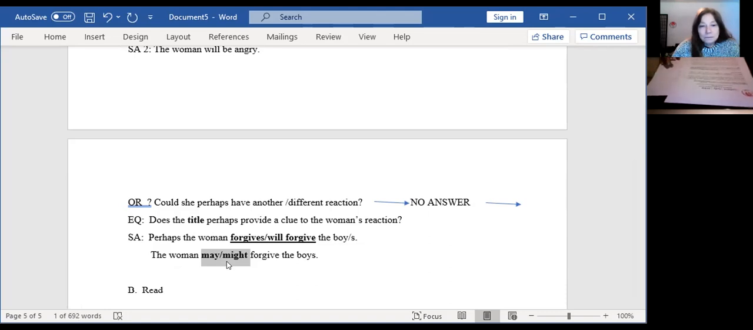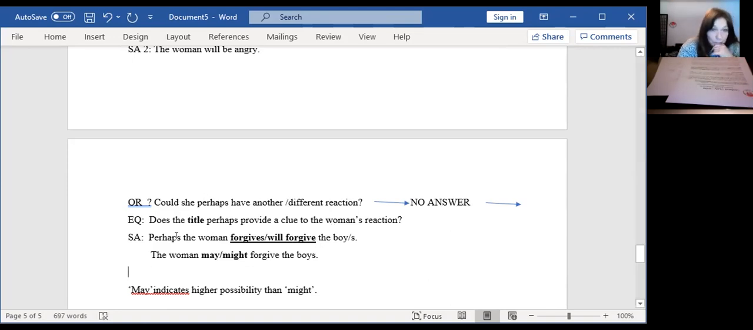If you are confident about your answer, you think the possibility is higher, you will use may. Yes. If your possibility is lower, you will use might. Yeah. So may indicates higher possibility. May, that's right, exactly. Good. May indicates higher possibility of this happening than might. Exactly. Okay, good. Now, so perhaps the woman, she may forgive the boys, right?